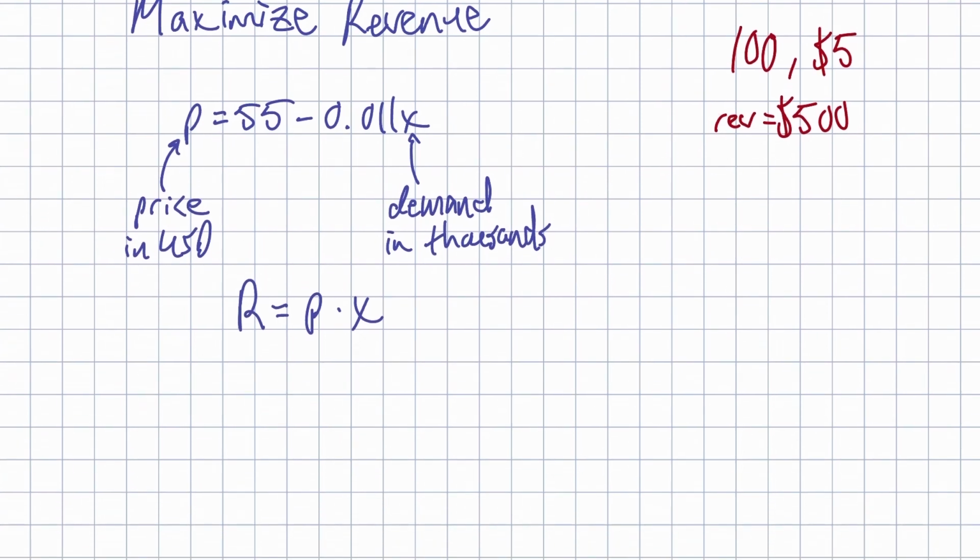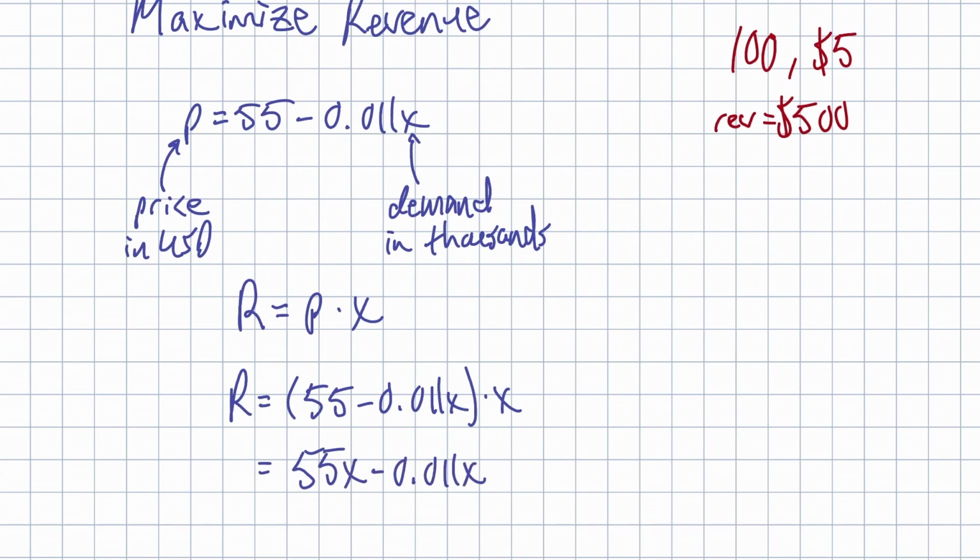So this means that R equals 55 minus 0.011x times X. So that's going to be 55x minus 0.011x squared. Hold on a second, I have to close a door. Okay, I'm back.